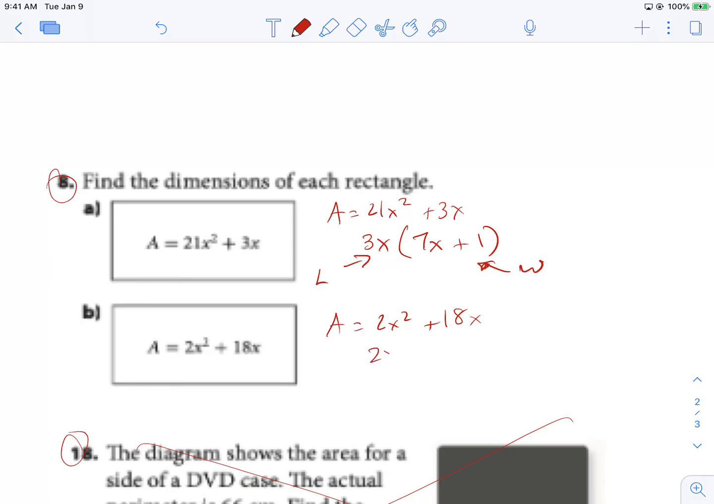The next one, we have area equals 2x squared plus 18x. And what's in common here? Well, there's a 2x that's in common. That's going to leave us with an x when we divide that out, plus 9. So we'll say that is our width, and that is our length.